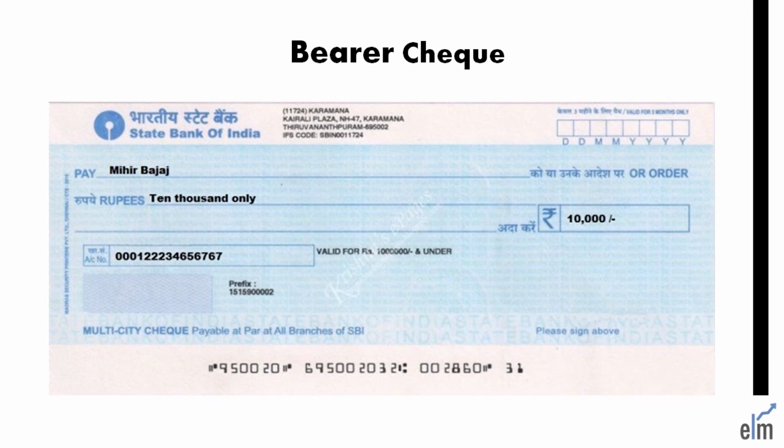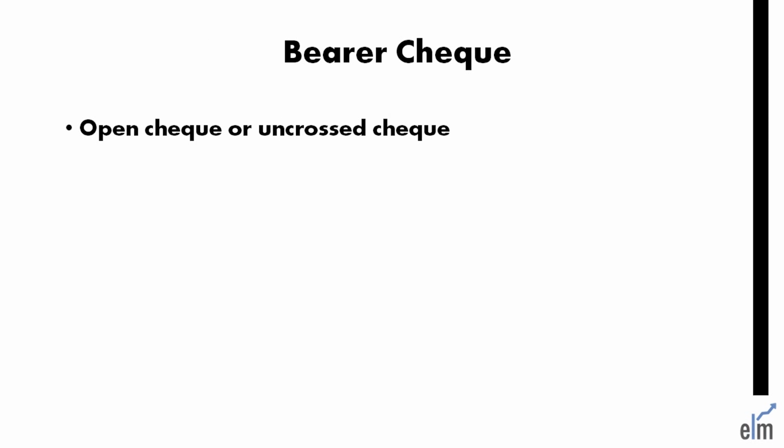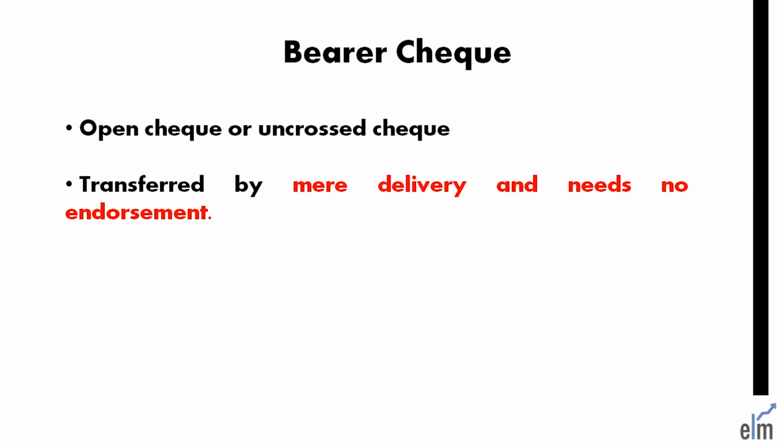First is the bearer check. Bearer check, as you can see on the screen, looks something like this. Bearer checks are also known as uncrossed check or an open check. You do not require to write the word bearer in a cancelled check. Next is that a bearer check can be transferred by mere delivery and needs no endorsement. This means that the holder or the transferor, when giving the check to another person, does not require to endorse the check. Simple delivery to another person will suffice for transferring it.